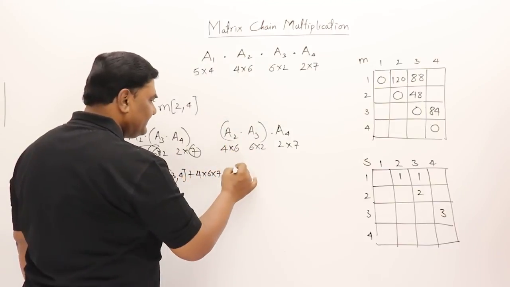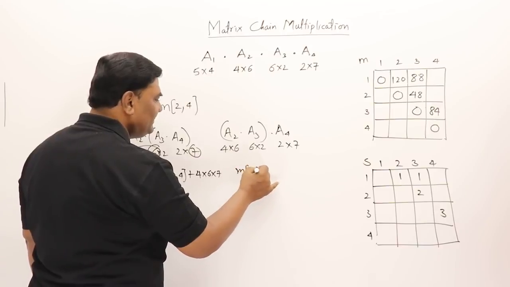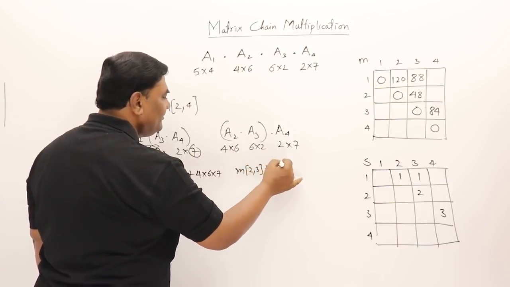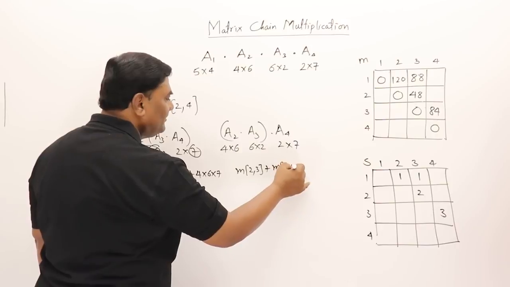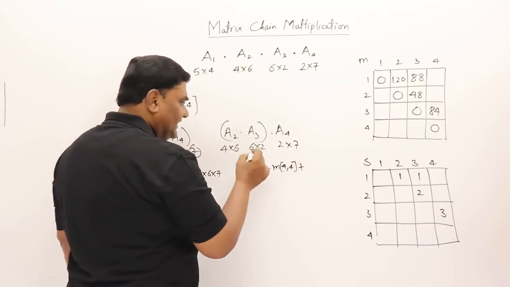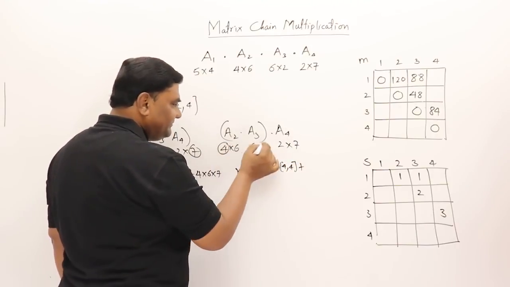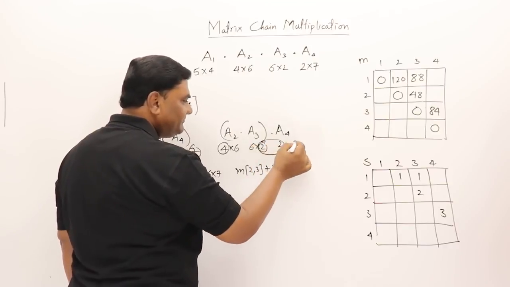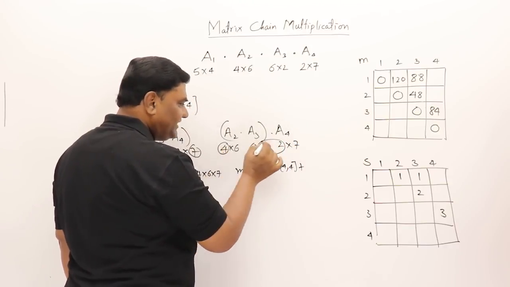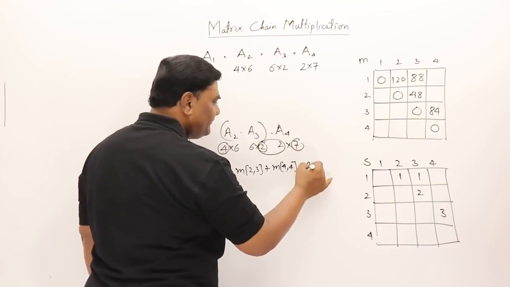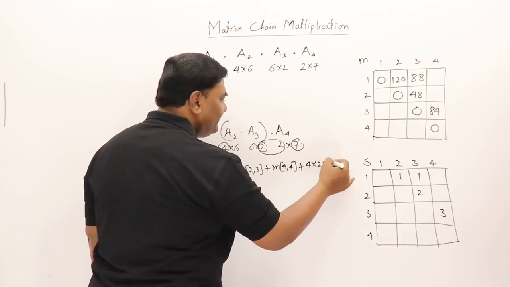Then what about this side? This is m of 2, 3 plus m of 4, 4 plus the result of this one, and as these two are the same, the final will be 4 into 2 into 7.